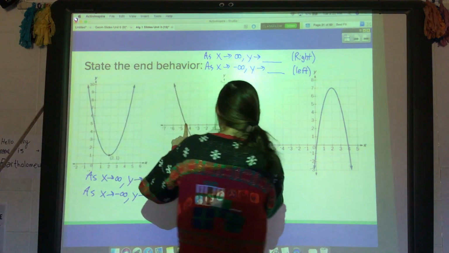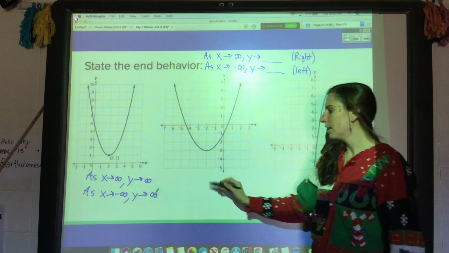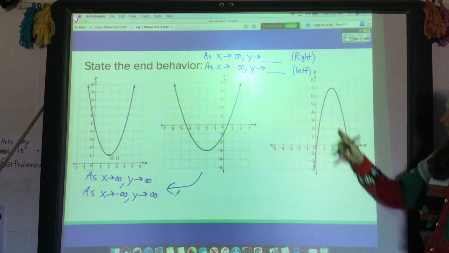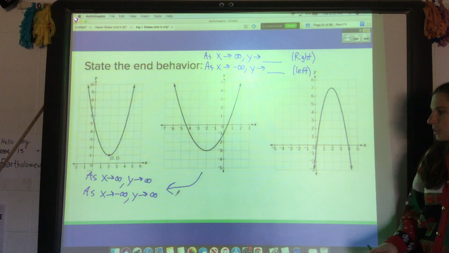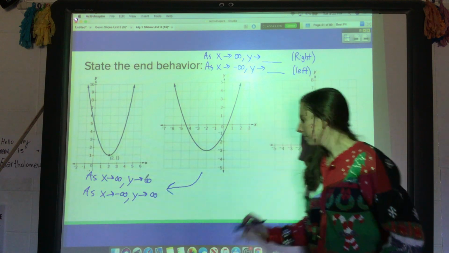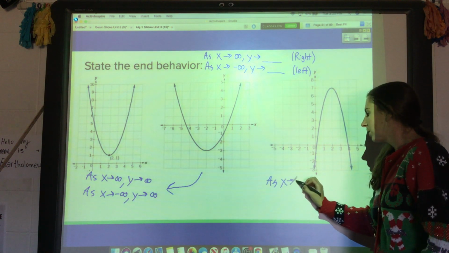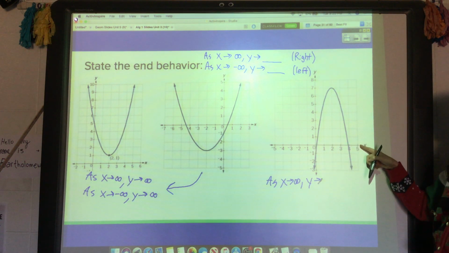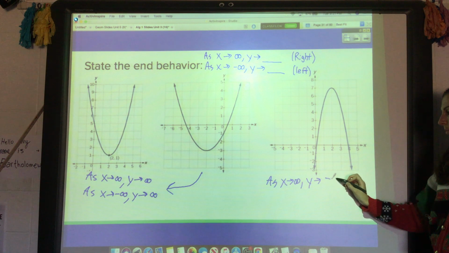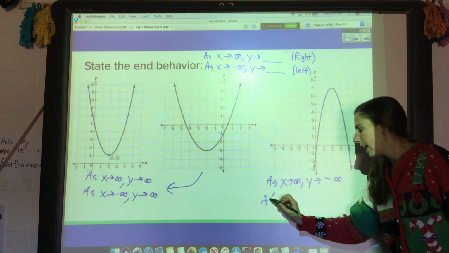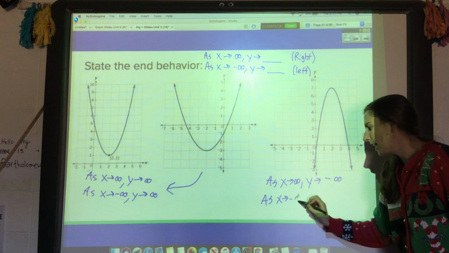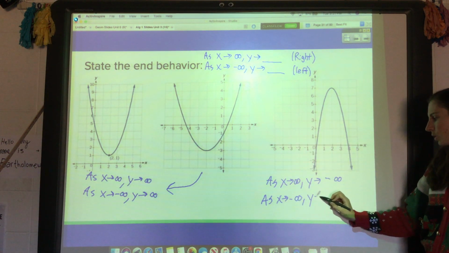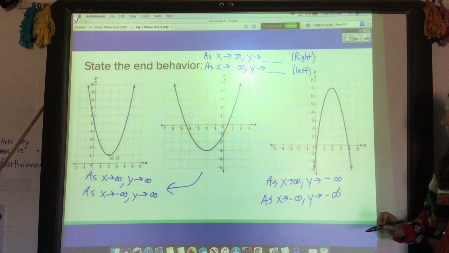This one's going to be the exact same. Both ends are going up to infinity. So this one would be the exact same end behavior. And this one would be the opposite. On this one, both ends are coming down. So it would be the same, but negatives. As x approaches infinity, y approaches... so like as we go to the right, it's going down. So y approaches negative infinity. And as x approaches negative infinity, so as we go that way, it's also going down. So y approaches negative infinity.